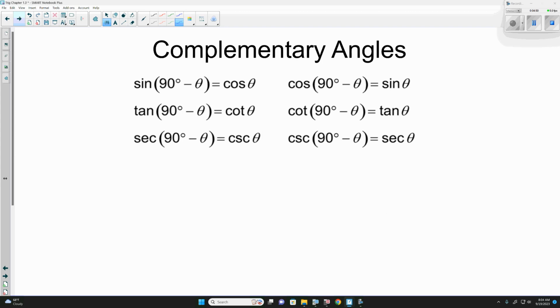Now we do have something called complementary angles. Sine of 90 minus theta is equal to cosine of theta. And cosine of 90 minus theta is the same as sine of theta. We go back and forth. Tangent of 90 minus theta is the same as cotangent. Cotangent of 90 minus theta is the same as tangent. Secant of 90 minus theta is equal to cosecant, and cosecant, same thing. So if we know the angle of one, we know what its complement is.